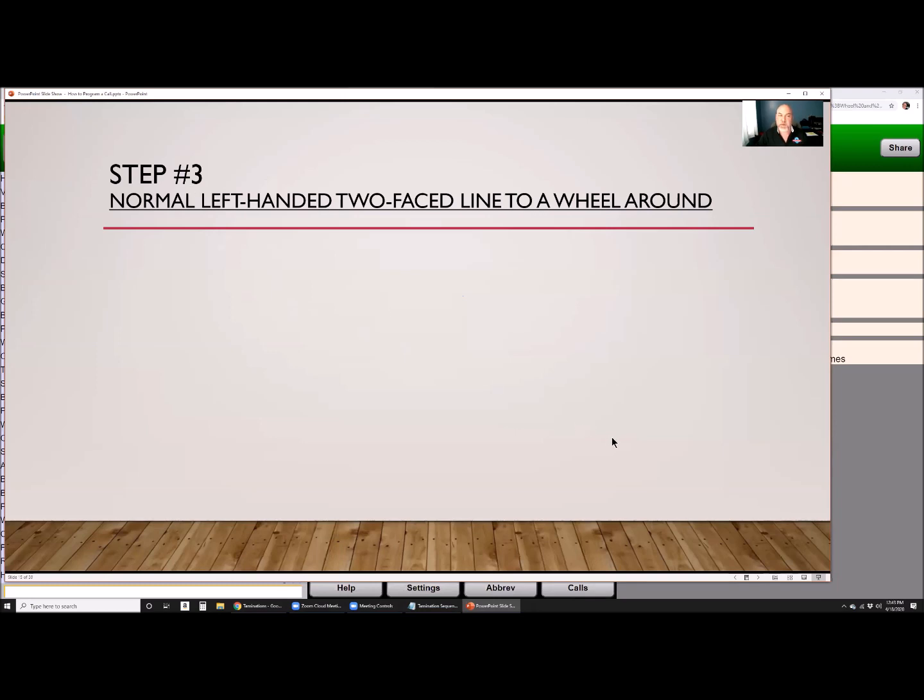So from here, I'm going to go to a normal left-handed two-faced line to a wheel around. There's a couple different ways to do it. I like one of them, but there's a couple different ways to get there. So again, why am I doing it this way? We'll take a look at it from here.